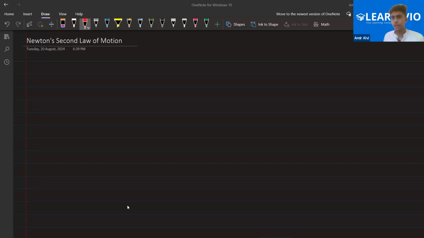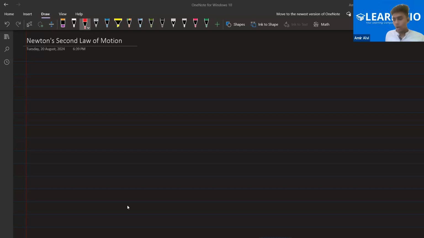Yes, sir. So the change of momentum is directly proportional to the force applied on the body. This is the simple law of Newton, the second law of motion.